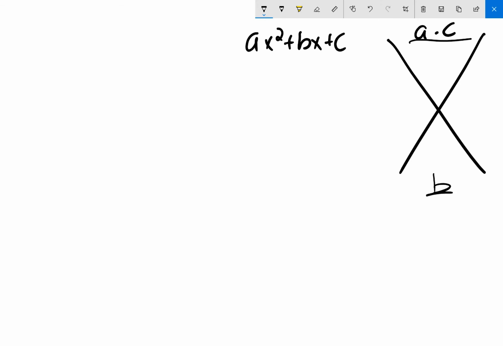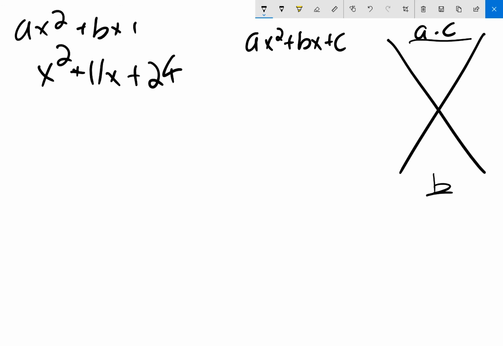So our example, we have x squared plus 11x plus 24. As far as ax squared plus bx plus c goes, our a is 1 because it's 1x squared. Our b is 11 because 11x, and our c is 24. So this is just the setup. We're not factoring anything yet, but this helps us figure out our numbers. You take the a value, which is 1, and the c value, which is 24, and multiply them together. 1 times 24 is 24.